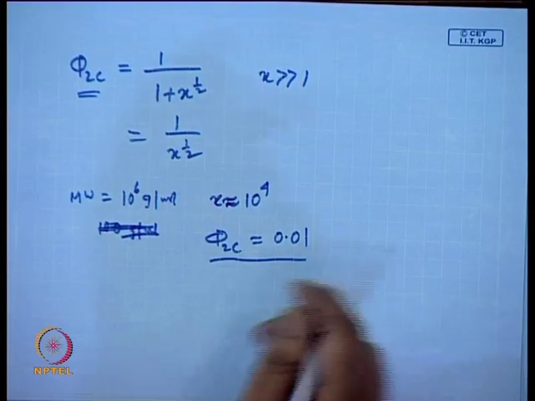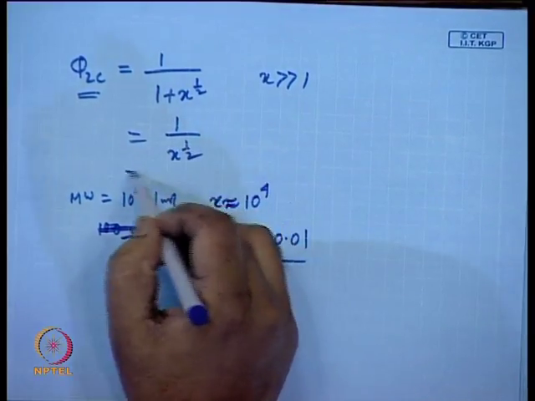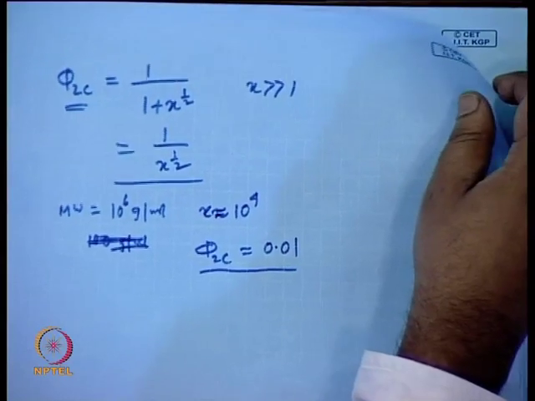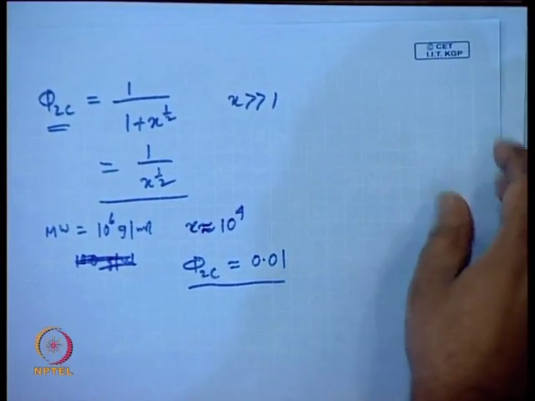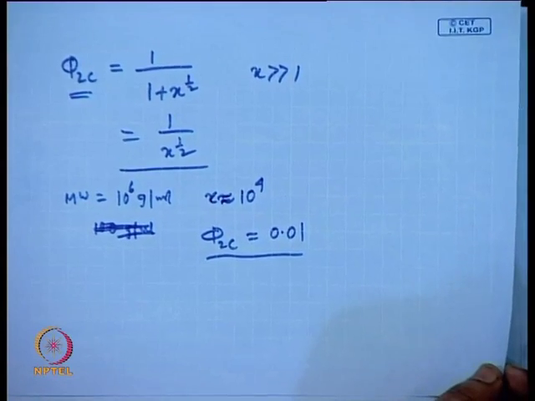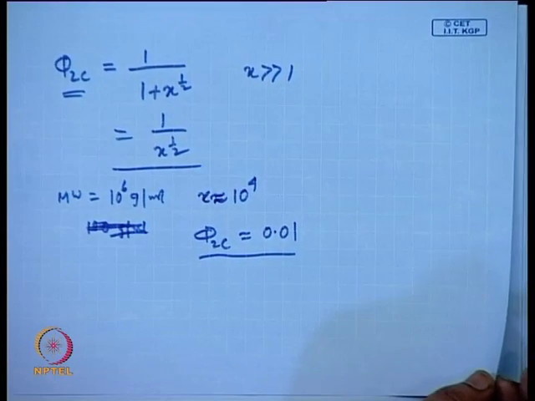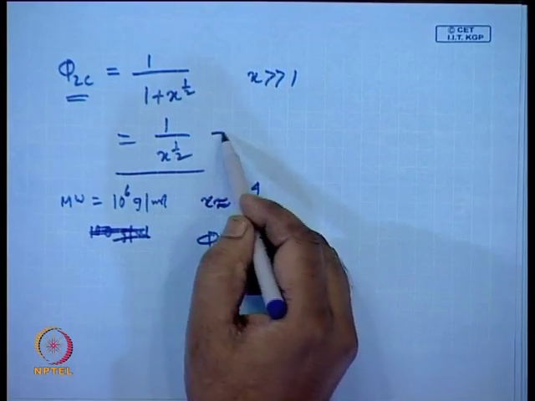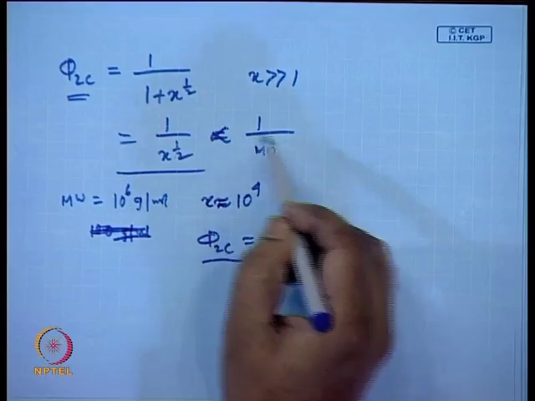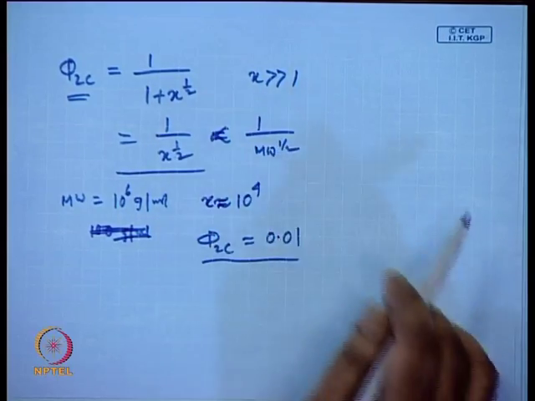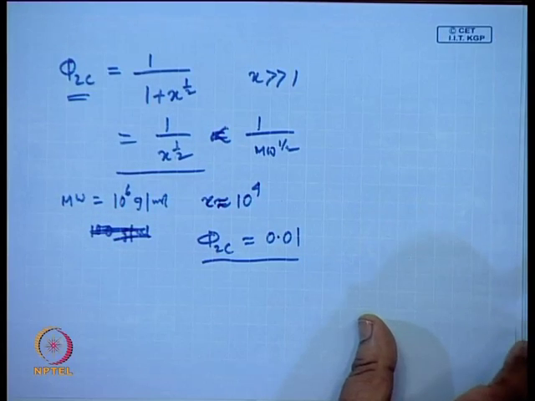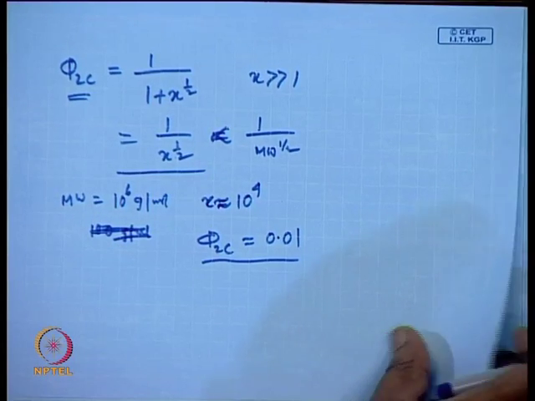So again this shows that the critical composition at which the polymer goes from a one phase system to a two phase system is highly dependent on the molecular weight, because this is proportional to molecular weight to the power half. So as the molecular weight increases, this goes to lower and lower composition.